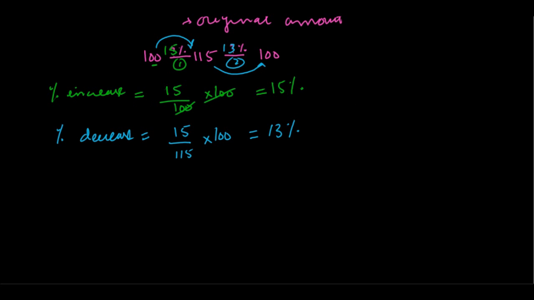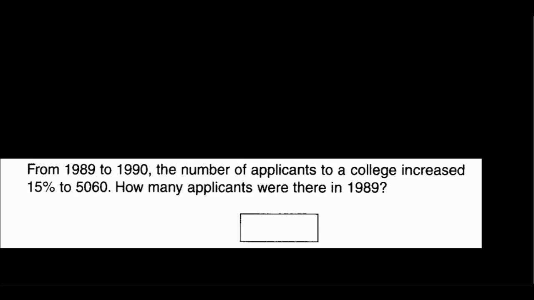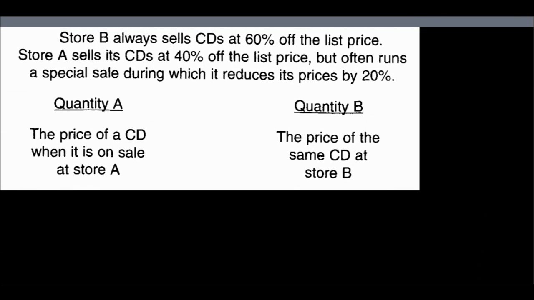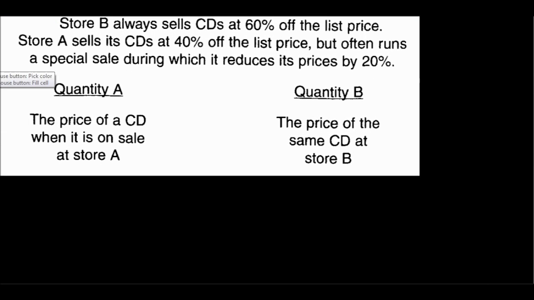Let's look at a couple of GRE specific problems. So here's the quantitative comparison question. Store B always sells CDs at 60% of the list price. Store A sells its CDs at 40% of the list price, but often runs a special sale during which it reduces prices by 20%. Quantity A, the price of a CD when it's on sale at store A. Quantity B, the price of the same CD at store B.